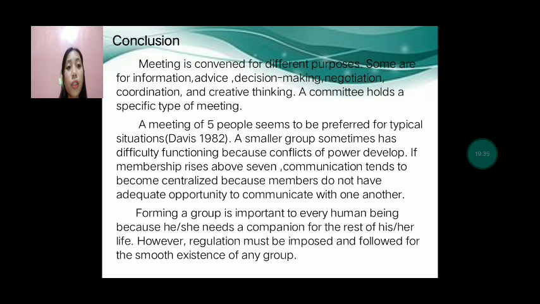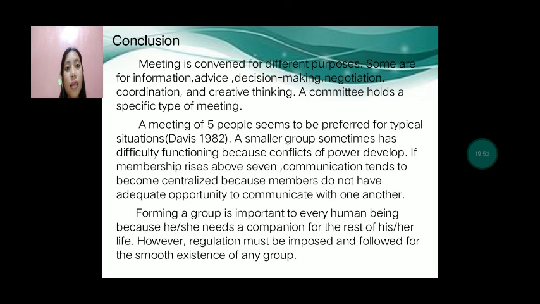Forming a group is important to every human being because he or she needs a companion for the rest of his or her life. However, regulation must be imposed and followed for the smooth existence of any group.